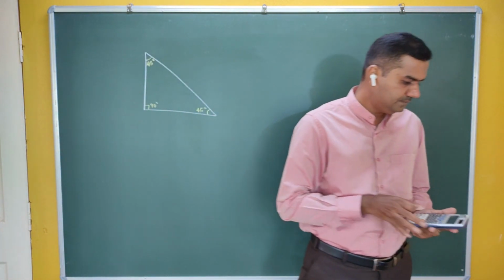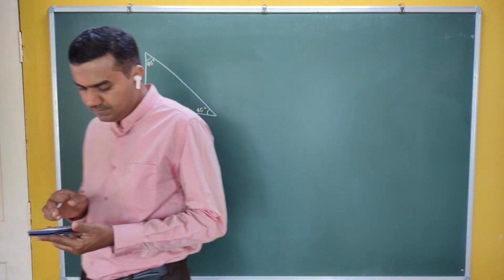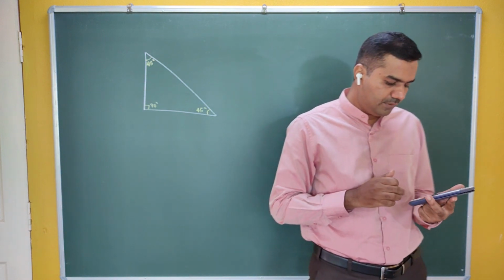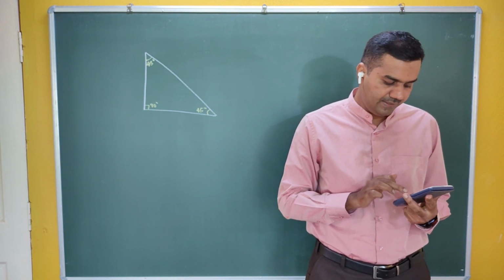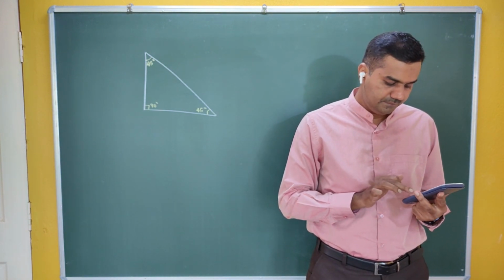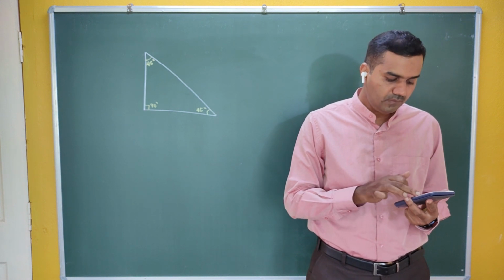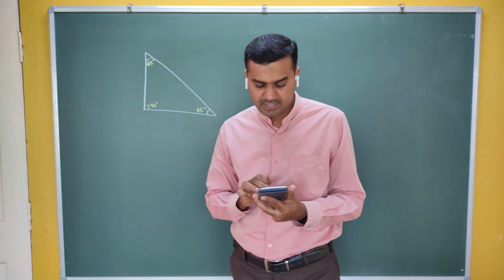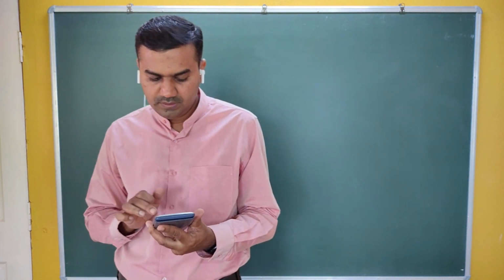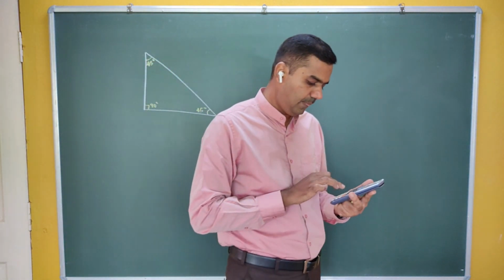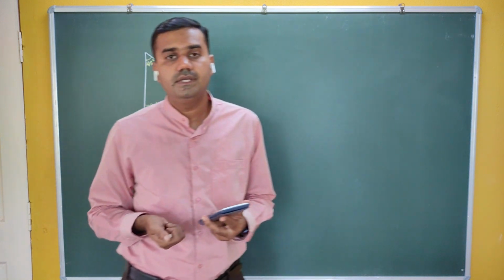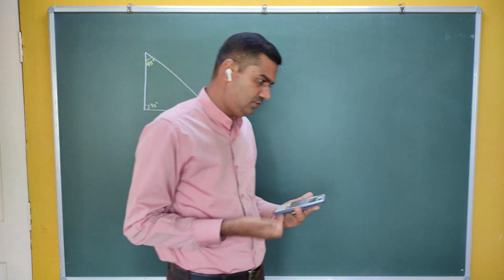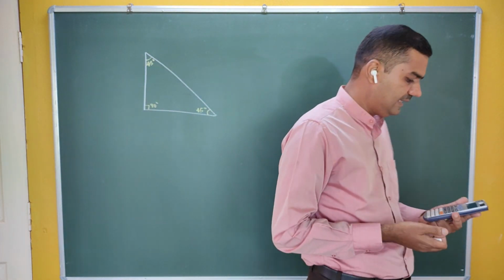So condition number 1, light should travel from what? Denser medium to rarer medium, and the second is the angle of incidence in the denser medium should be greater than the critical angle. If these two conditions are satisfied, then TIR takes place.